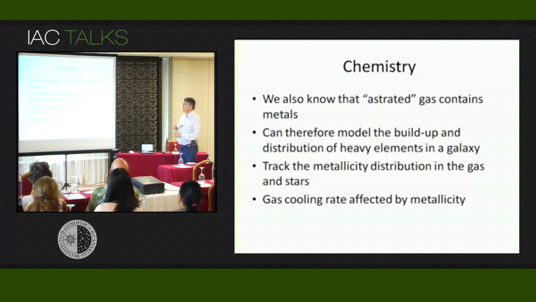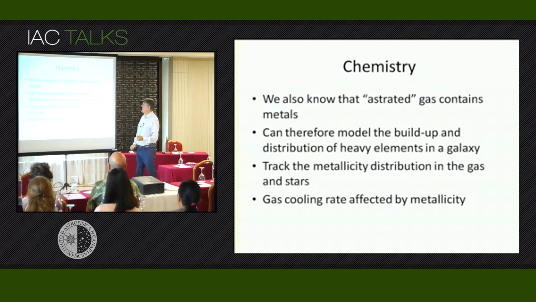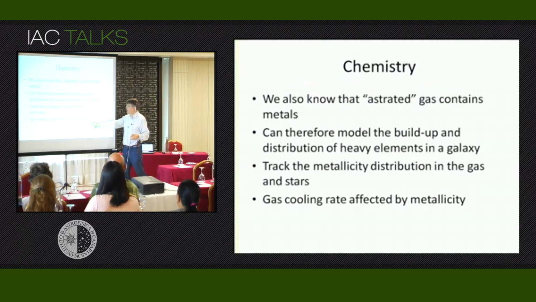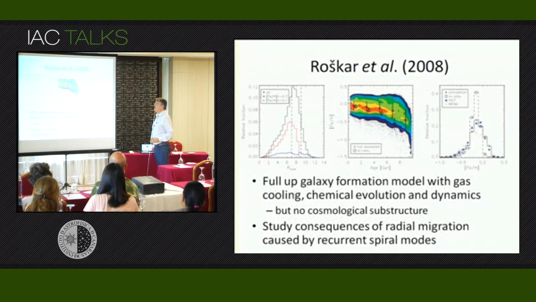You also want to do chemistry. The gas has been through stars, so it's been astrated. That's an old word I haven't heard for a long time. The material that comes out from stars contains metals where when it went in, it was pristine, or at least in the first generation it was pristine, but it always comes out with more metals than it went in. And so you can build up a distribution of heavy elements in the galaxy by this process. And we know that's how it happened.